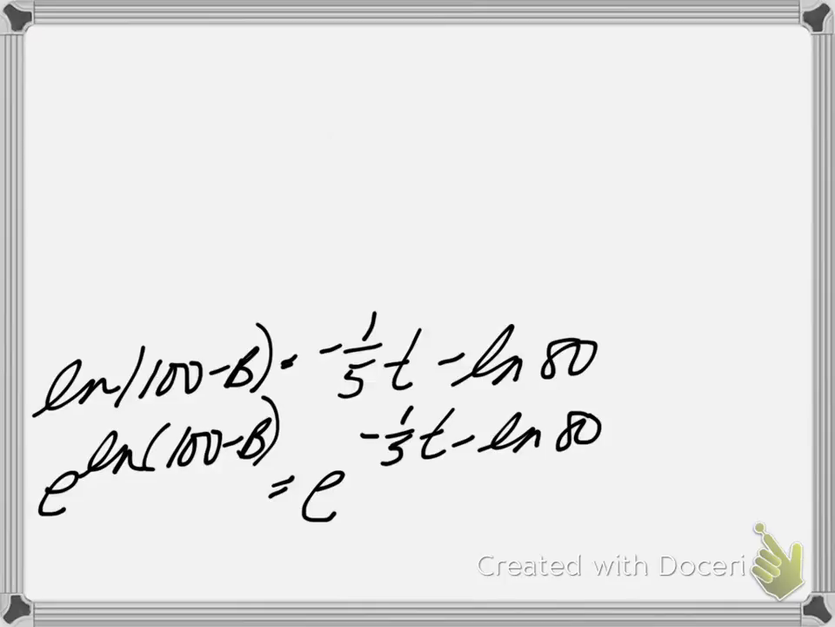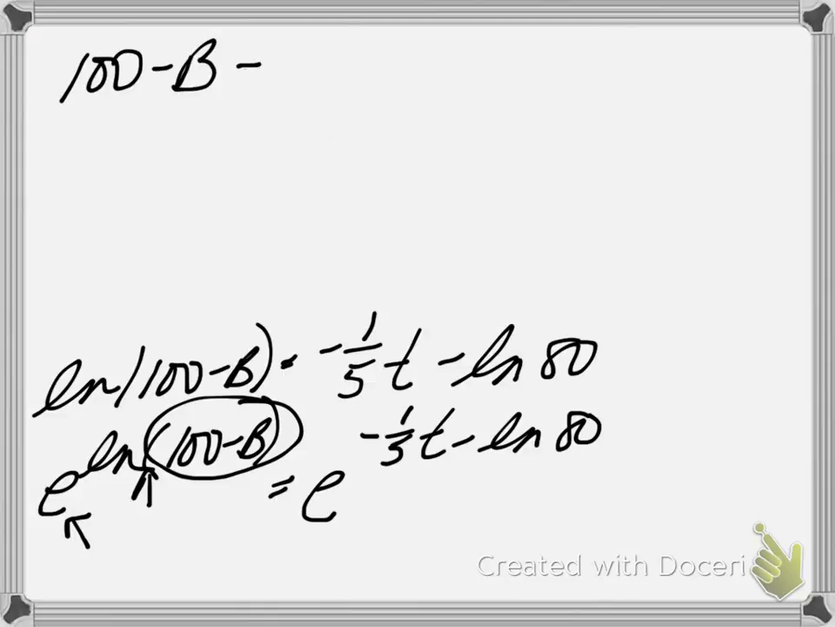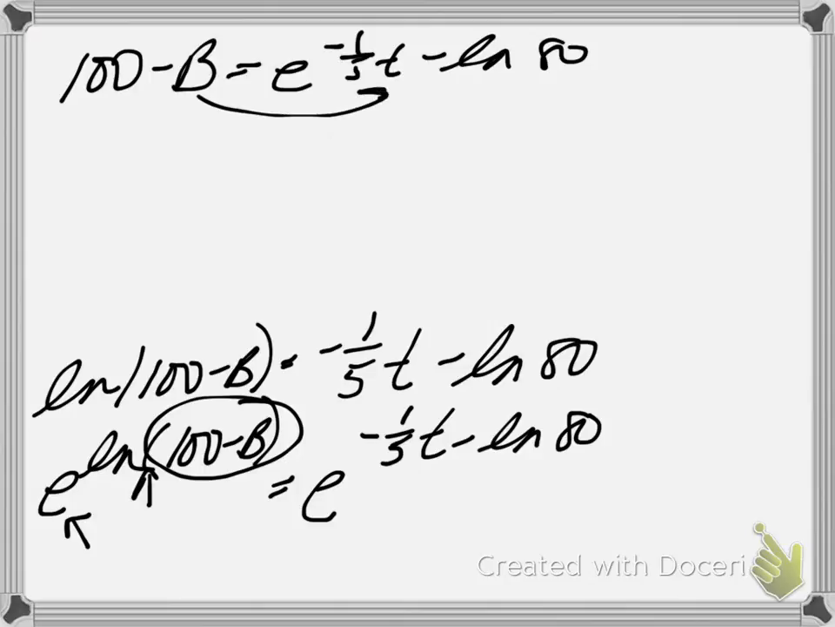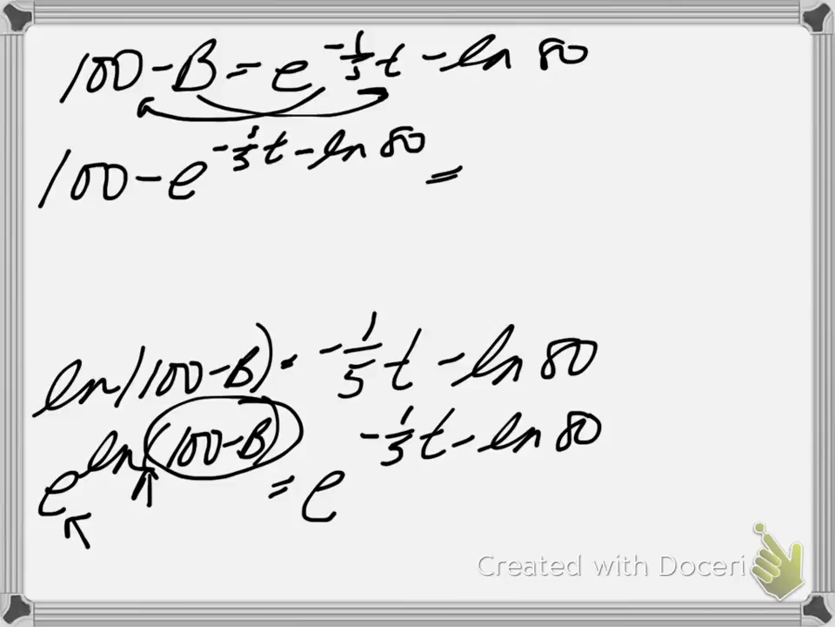Okay, so remember, if you have a base of e here and a base of e here, the whole thing just equals what comes after the ln. So we get that. Now we're solving for b, so if we bring this b to the other side, it'll become positive, and then we'll move this mess to the other side. So we're going to get 100 minus e to the negative 1/5 t minus ln 80 equals b.